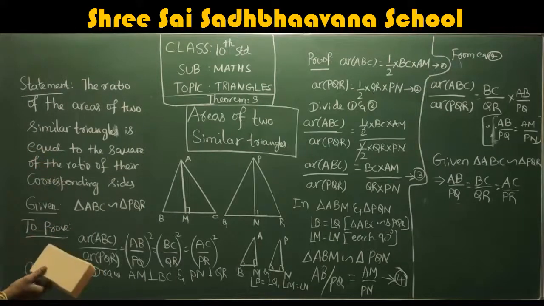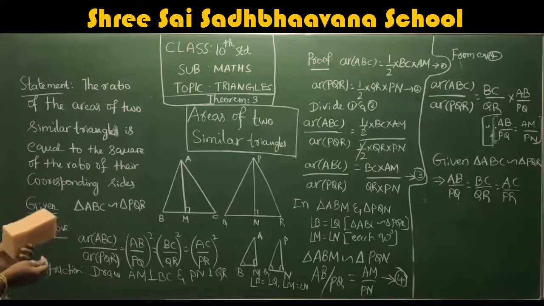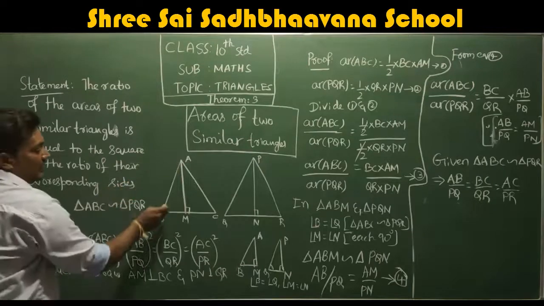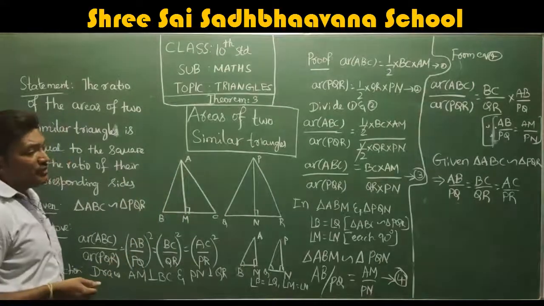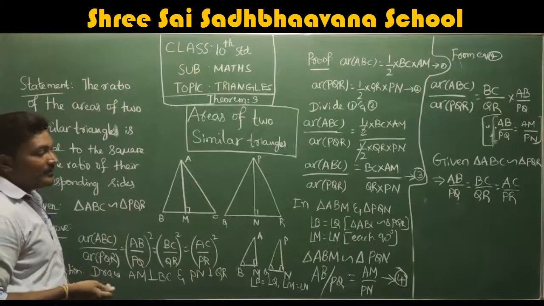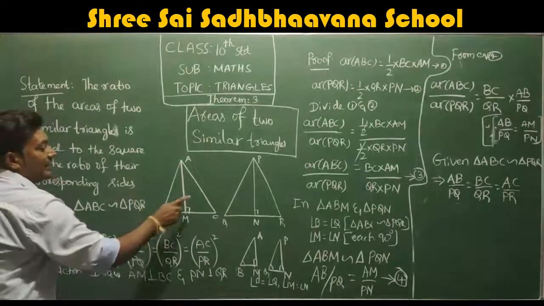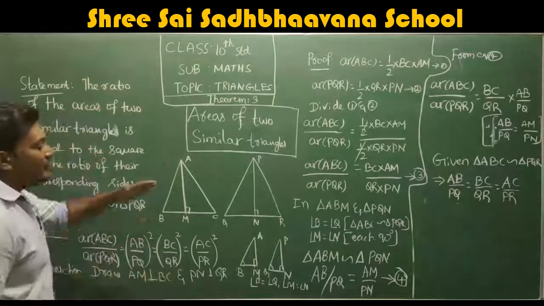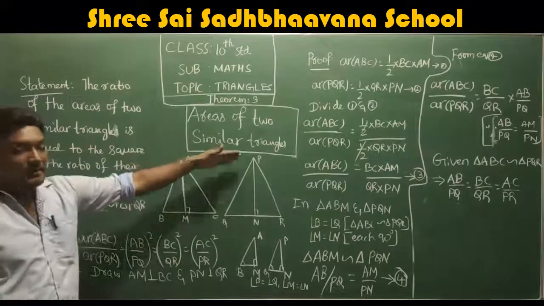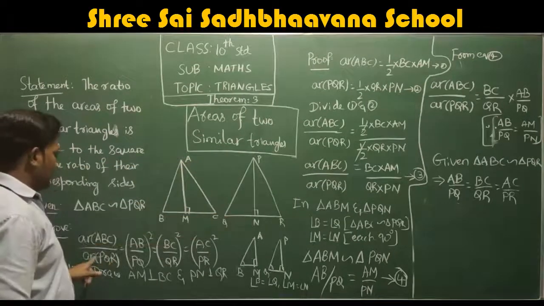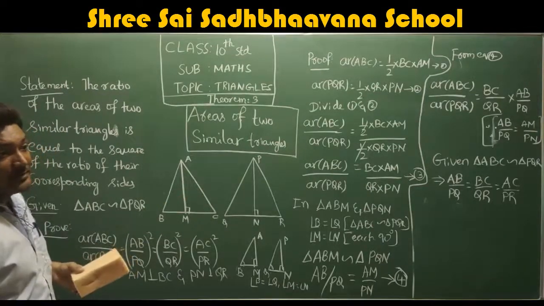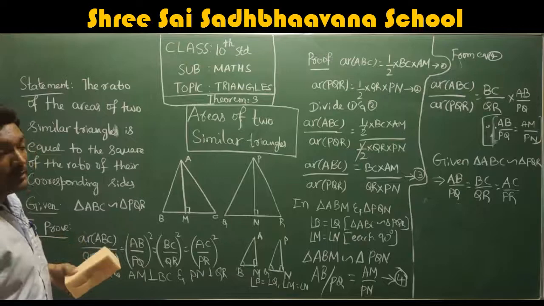Square of the ratio of the corresponding sides. I'll give an example with the help of triangles. We have taken triangle ABC and triangle PQR. We are taking the ratio of their areas: area of triangle ABC divided by area of triangle PQR equals the square of the ratio of the corresponding sides.